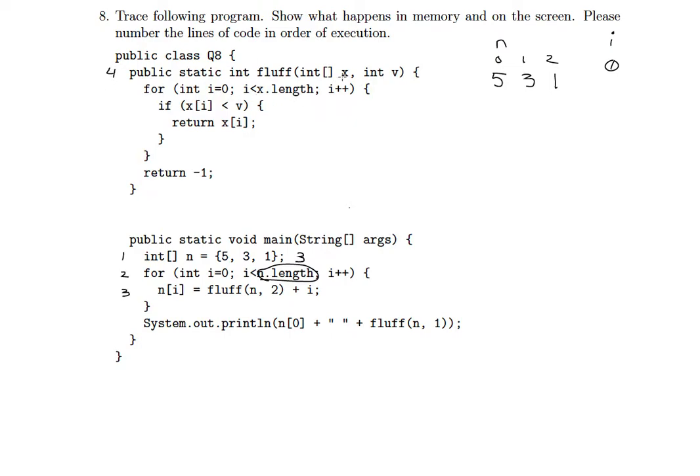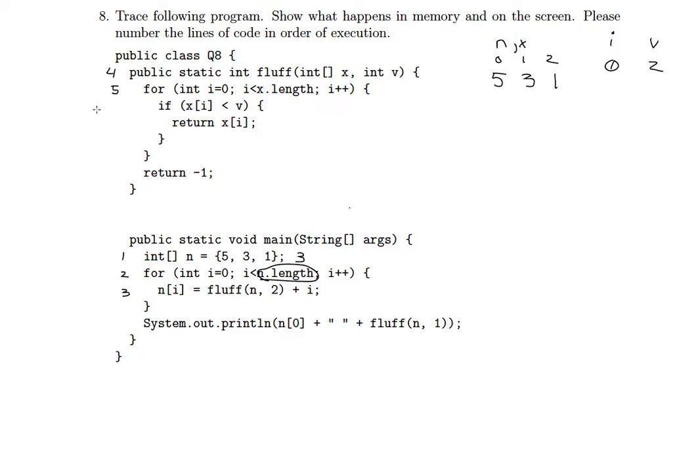Inside fluff, I've got an array named x. For arrays, they are passed by reference, so n and x are the same thing. I might actually list that here by just saying n, x. And then there's a separate int named v, which I will track separately. And it looks like v is being passed in as a 2. Okay.